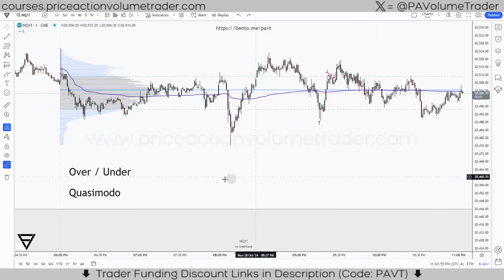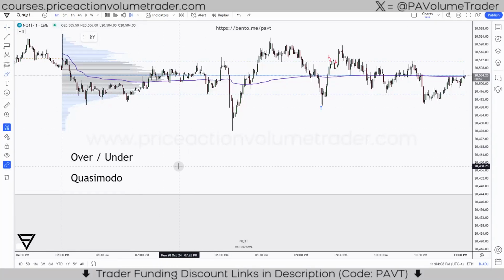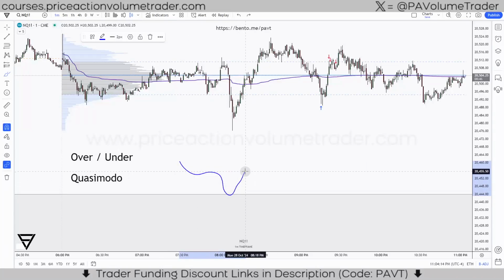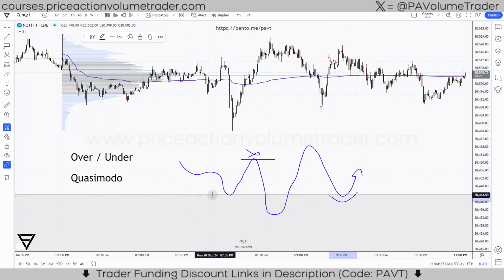Okay, so it's called many different names, but most commonly it's called the over-under pattern or Quasimodo pattern. One of my favorite price action patterns, and for a bullish example, it will be when price bounces off a level, then we go below that level, and then we come up, break the previous high, and then we come back down into that level and we look for an entry right here on the left side.